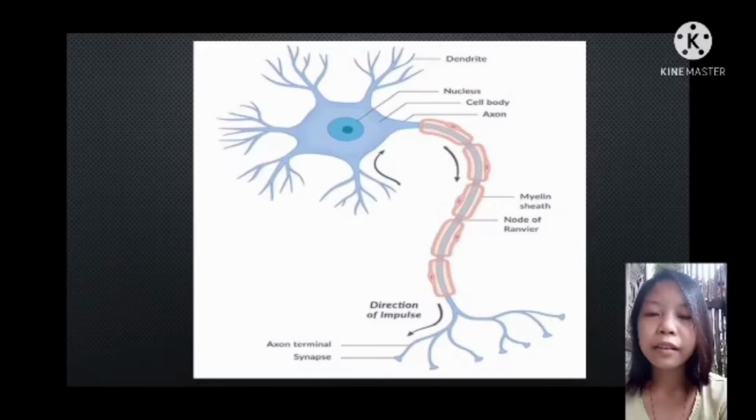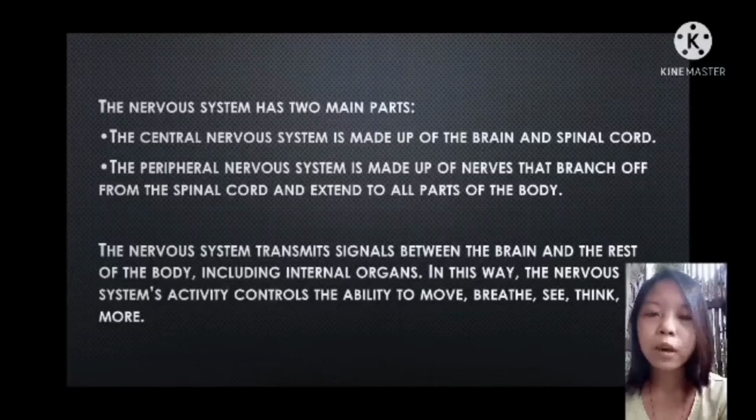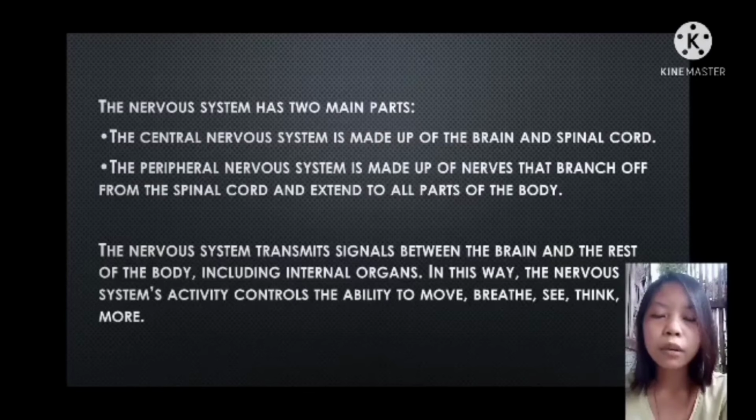Earlier, we said that the nervous system has two main parts. One, the central nervous system that is made up of the brain and spinal cord. Two, the peripheral nervous system that is made up of nerves that branch off from the spinal cord and extend to all parts of the body. The nervous system transmits signals between the brain and the rest of the body, including internal organs. In this way, the nervous system activity controls the ability to move, breathe, see, think, and more.